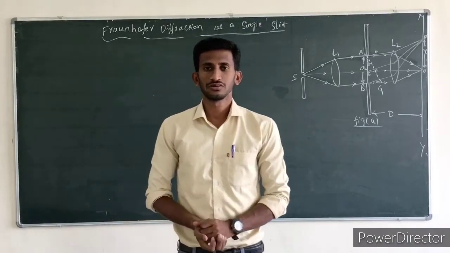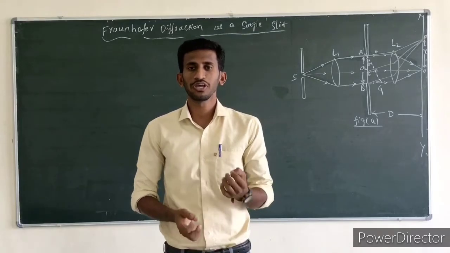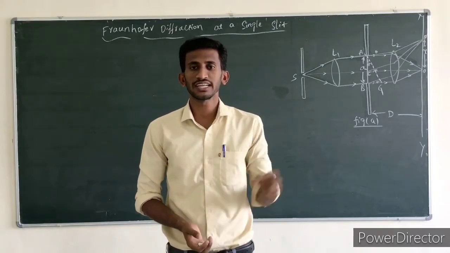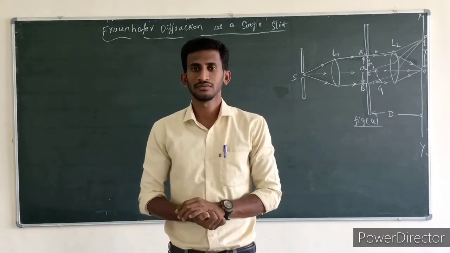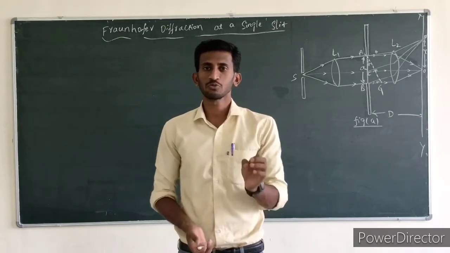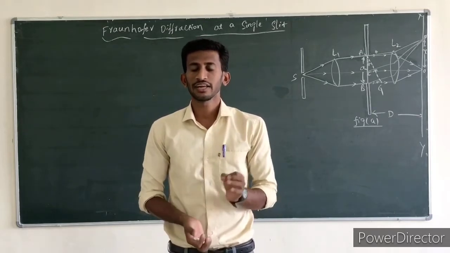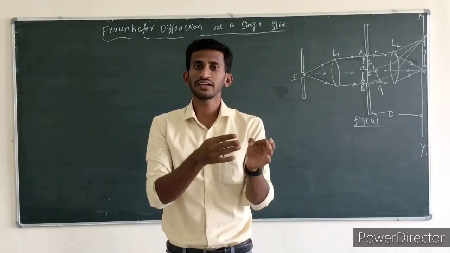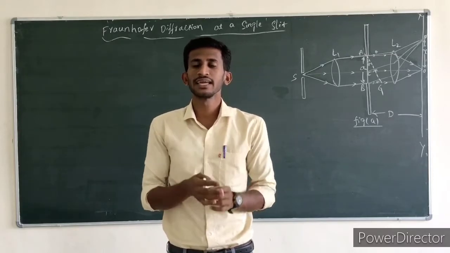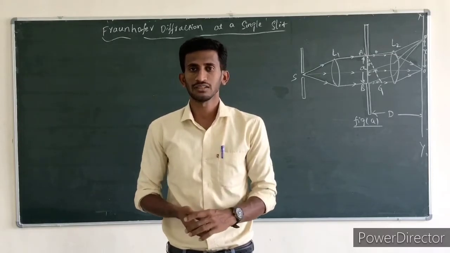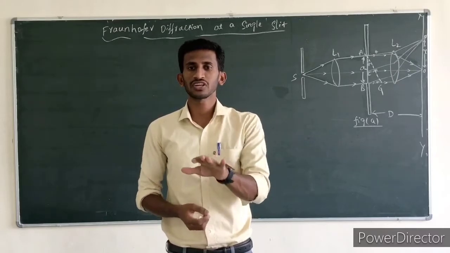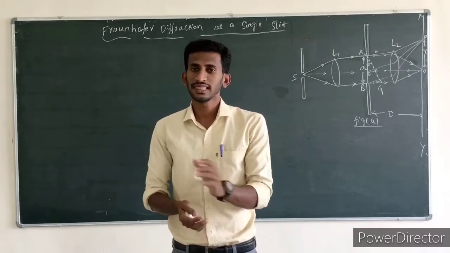Hello dear students. So in today's class we are going to discuss Fraunhofer diffraction at a single slit. Before going to this concept, what is meant by diffraction? Diffraction is nothing but bending of light when the light is incident on the edges of an obstruction. So in general we can say diffraction is nothing but bending of light.